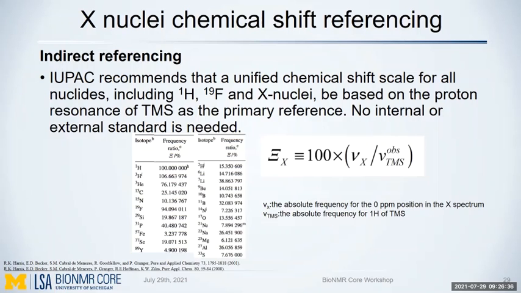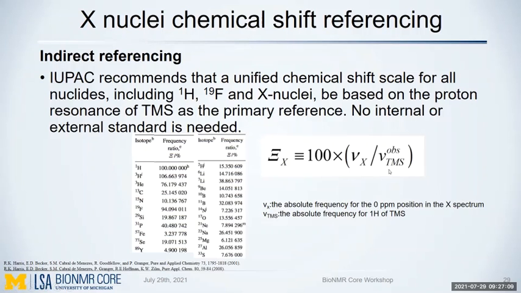It recommends using a unified chemical shift scale for all nuclei, including proton, fluorine, and X nuclei, based on the proton resonance of TMS as a primary reference. No internal or external standard is needed. This is actually based on the frequency ratio of different nuclei. Each of those nuclei has a different frequency value. And this frequency ratio is equal to 100 times the frequency of the X nuclei divided by the frequency of TMS.